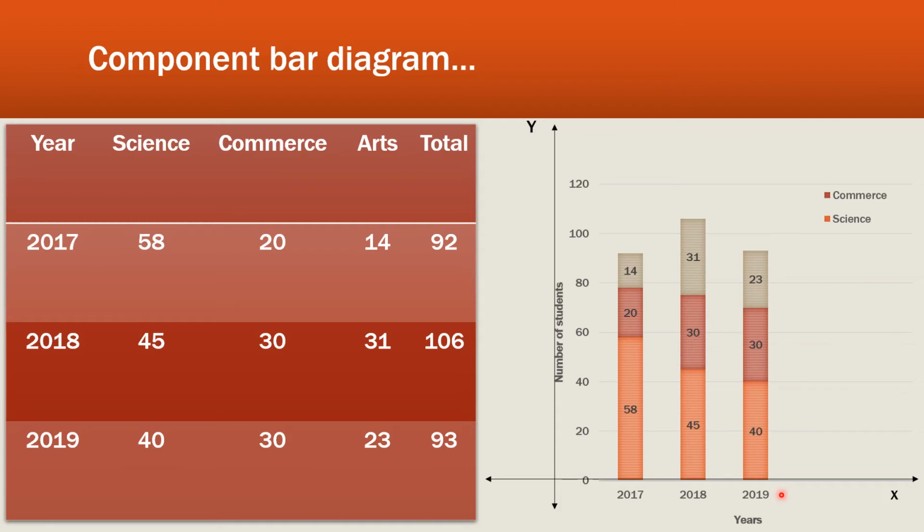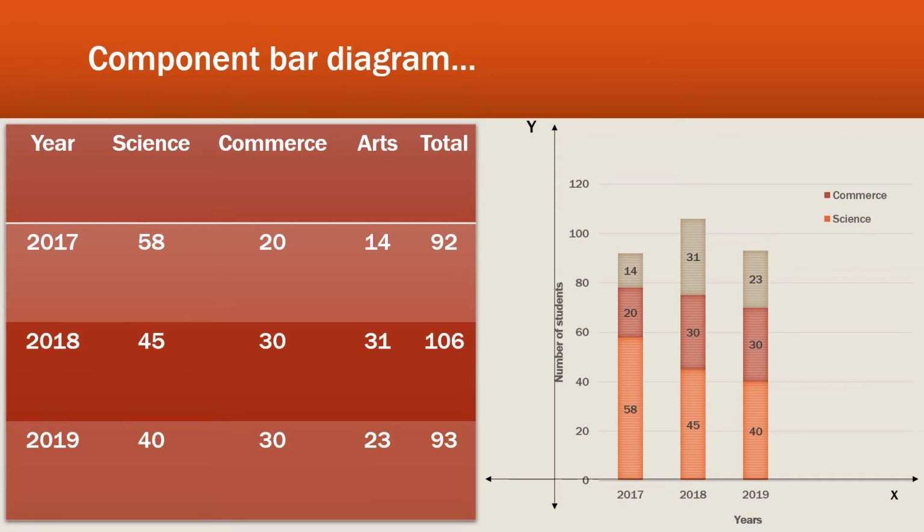I'll repeat one more time. We plot the value 93 to give us the length of the entire bar. First, we put a line at the number of students in the science stream at 40. Then we add 40 to 30, which gives us 70. So we put a line at the level of 70 corresponding to the values on the y-axis. So that will give us the number of commerce students, and the remaining would obviously be students of the arts stream.